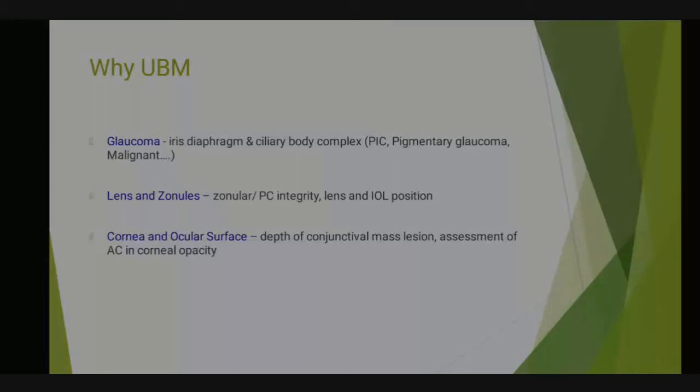To see the lens and zonular structures also, they ask for UBM. Mostly the cases in which they ask for zonular and PC integrity are cases of trauma.